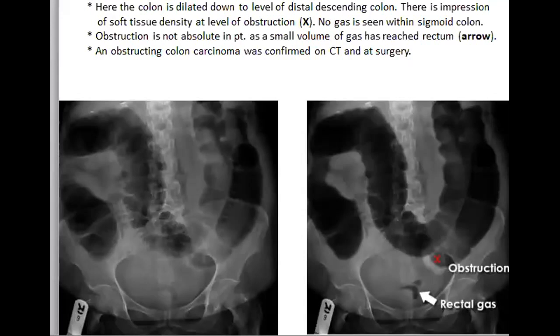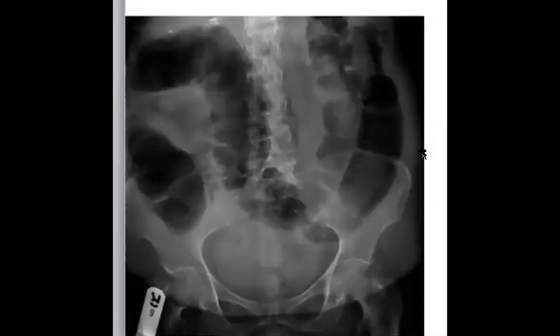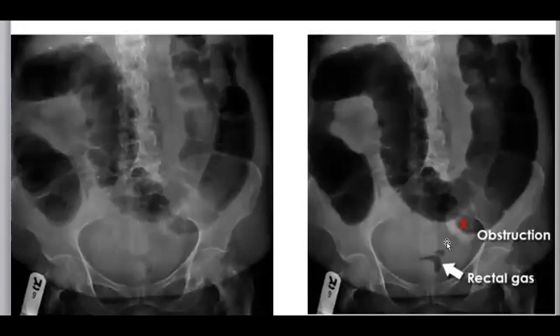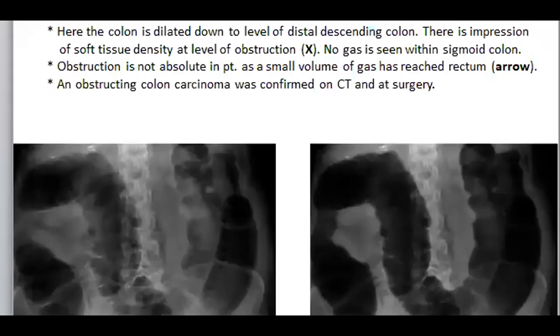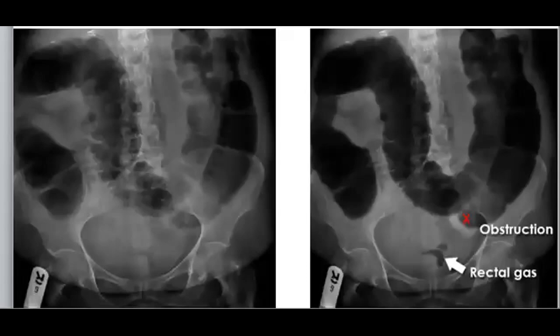Large bowel obstruction: if you find dilatation in the cecum more than 9 centimeters, or in another segment of the colon more than 6 centimeters, you will search for the cause. For example, here there was a soft tissue mass, which is not easy, but you can imagine that there is something here. So this one wasn't an absolute obstruction because you can see the rectal air here.